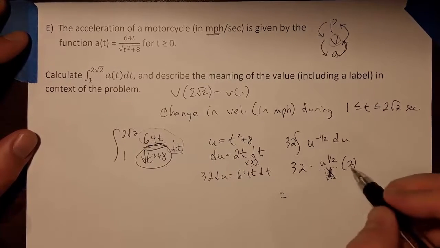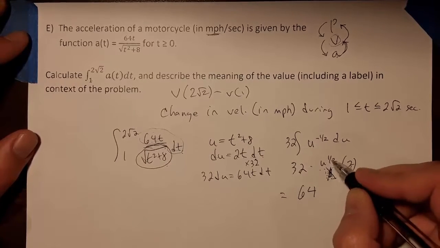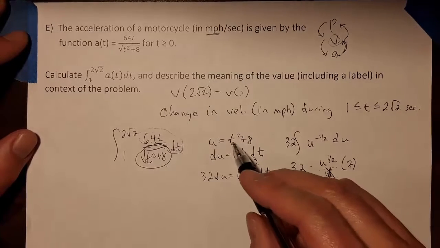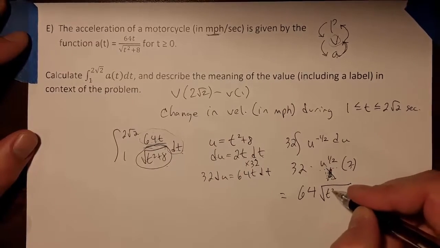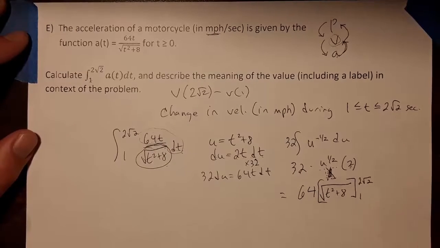So really I've got 2 times 32. I got 64, and then u to the half power means square root. I'm going to plug in what u really is, which is t squared plus 8. And we're going to evaluate that from 1 to 2 square root of 2.